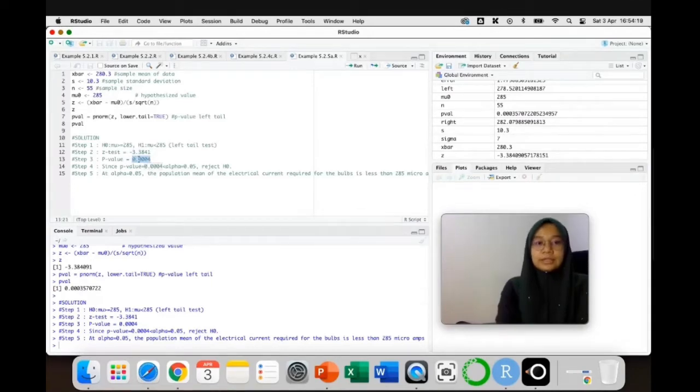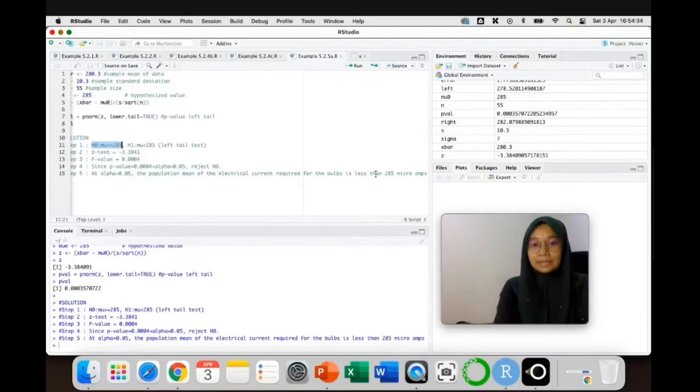0.0004. Okay, this one is less than alpha 0.05. Then you will reject H null. So reject this H null. Your conclusion, at alpha 0.05, the population mean of the electrical current required for the bulb is less than, kita terima yang ini, less than 285 microamps.